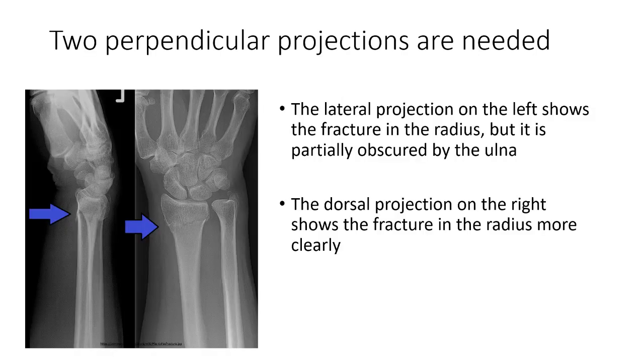A minimum of 2 perpendicular projections are typically needed to be sure that there's no injury or abnormality present in an X-ray. Here the lateral projection of the wrist on the left faintly shows evidence of a fracture in the radius, but the image is also partially obscured by the ulna. If you relied on this image alone, then you wouldn't have a full idea of what was wrong. The dorsal projection on the right shows the fracture in the radius much more clearly.